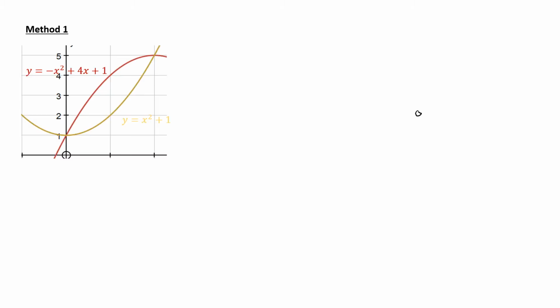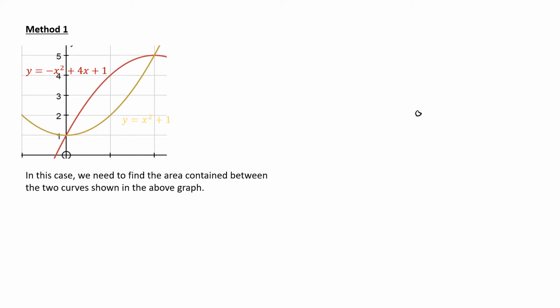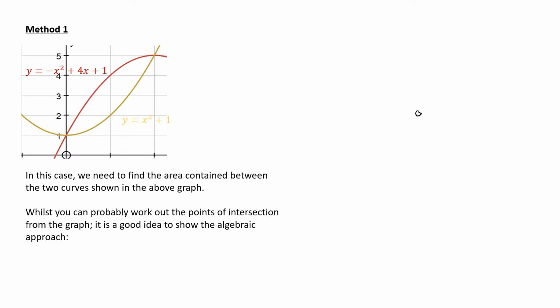So if we're looking at the area between two curves, you notice I've got here a concave curve and a convex curve, and my curves are clearly y equals minus x squared plus 4x plus 1 and y equals x squared plus 1. And we want to find that area between the two. I've not shaded it in this case because it would just clutter up the diagram. So you can probably work out the points of intersection from my graph.